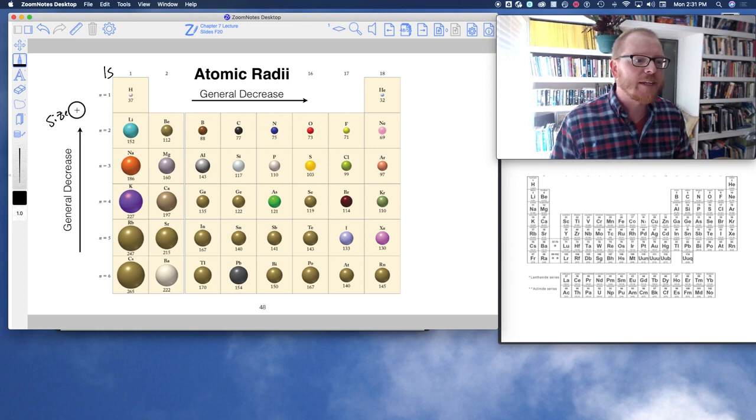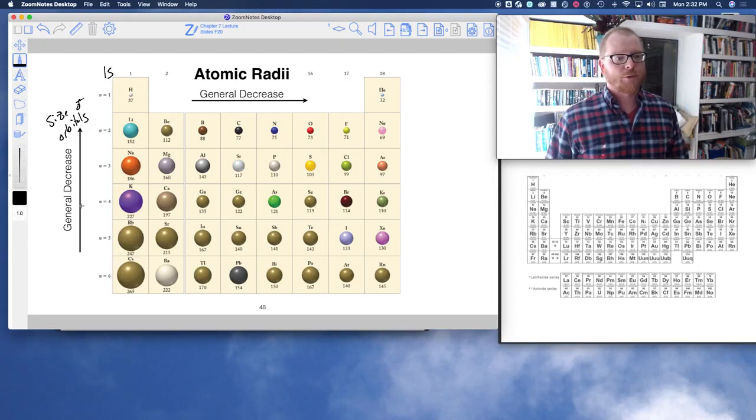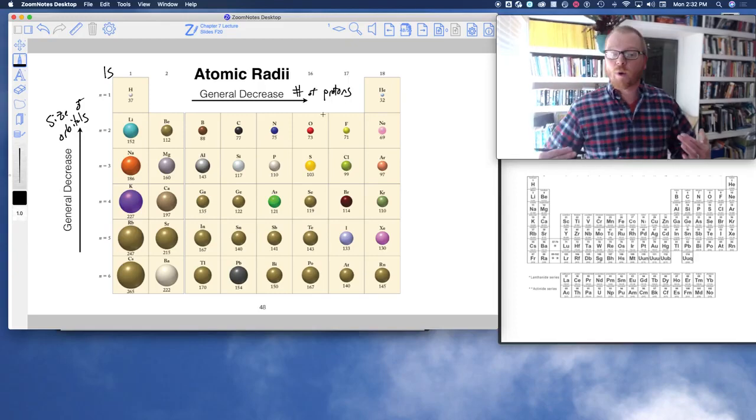I'm going to say size of orbitals. And now there is a general decrease going this way, which seems counterintuitive. So why is that? If I pick on lithium and go across to neon, you can see the sizes are decreasing. Why is that? Well, the sizes are decreasing because of the number of protons.